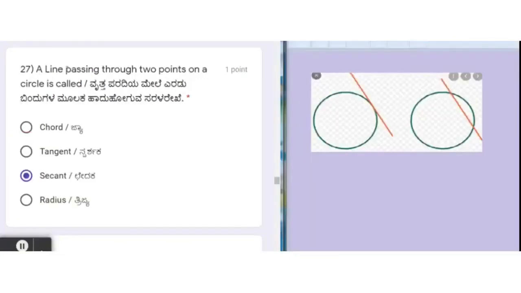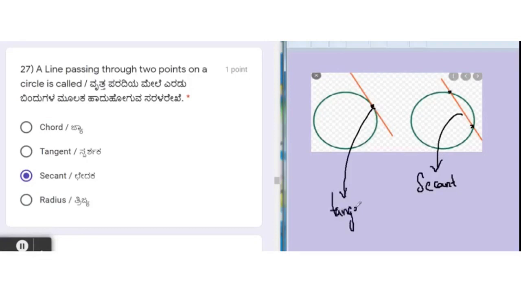27th question. A line passing through 2 points on a circle is called. If a line touches the circle at 2 points, we call it a secant of a circle. Secant. If a line touches the circle at 1 point, we call it a tangent of a circle. The question asked is a line touching the circle at 2 points, which is secant. Correct option for this question is secant.